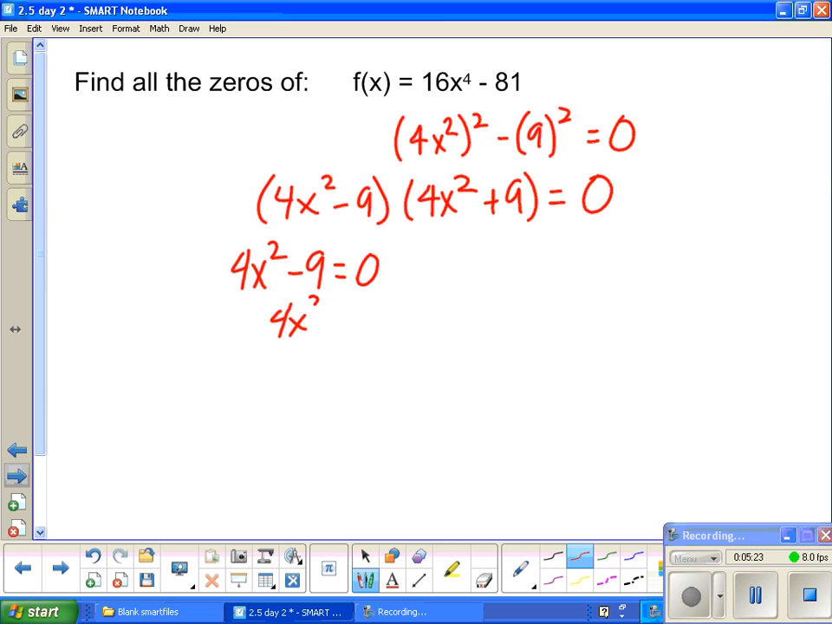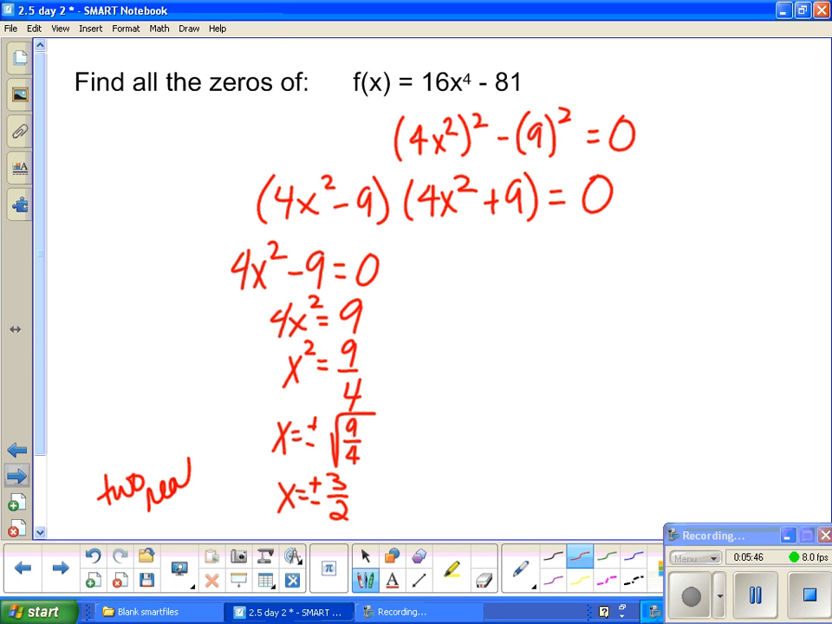So add 9 to both sides, divide by 4, take the square root. Square root of 9 is 3, square root of 4 is 2. So there's two real solutions, two real zeros. How many zeros do I need to have? I need to have 4.